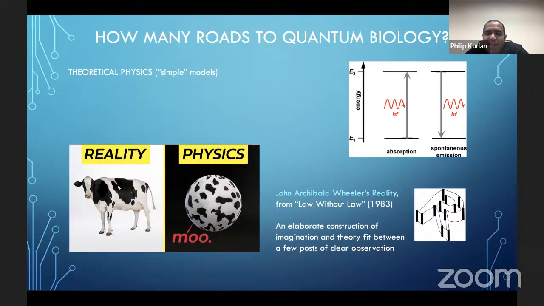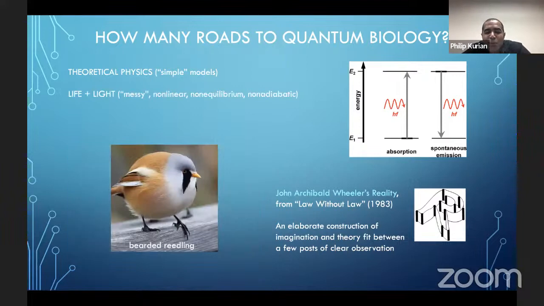This is consistent with John Archibald Wheeler's view in this wonderful little essay that he wrote 40 years ago called Law Without Law, where he called physics an elaborate construction of imagination and theory fit between a few posts of clear observation. He even called it a paper mache construction because, as you can see here from this picture from his essay, we do have these few posts of clear observation, but there are many ways to connect these posts, right? And in the absence of evidence, there are some more inventive and elegant ways of connecting the posts than others.